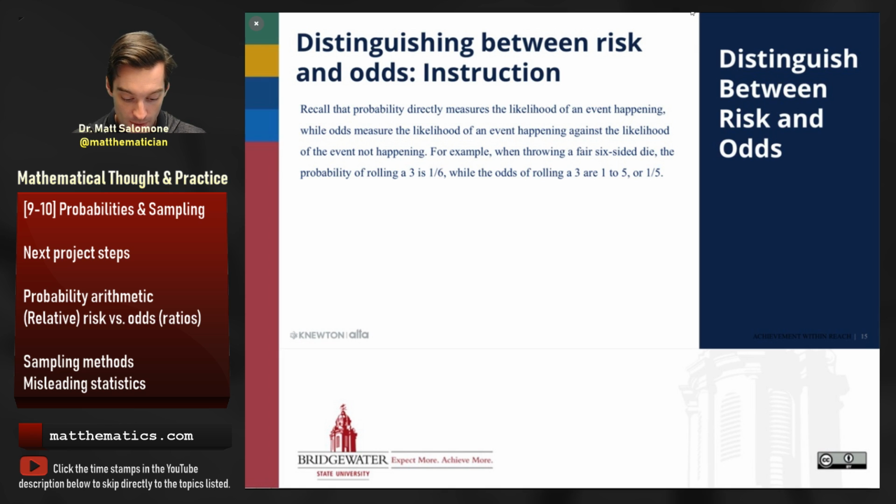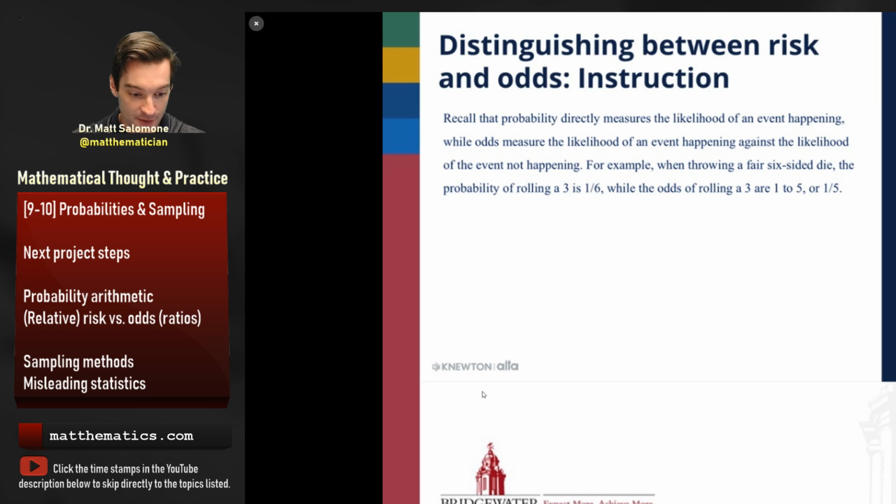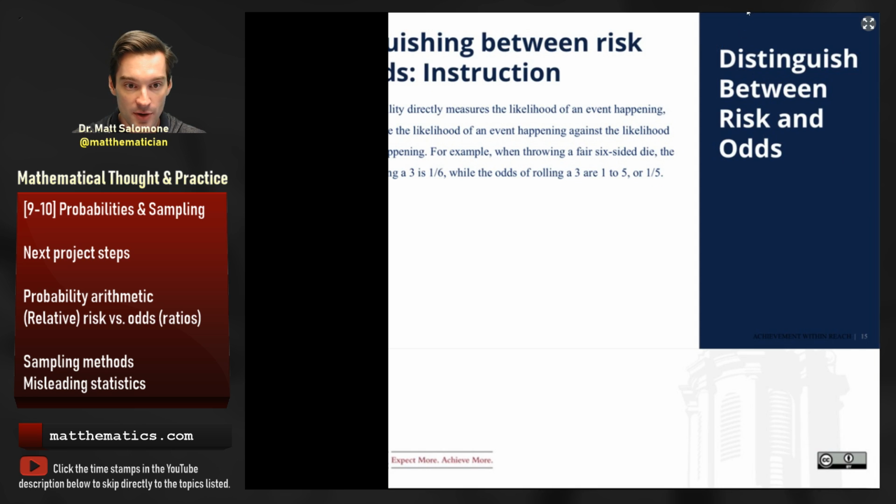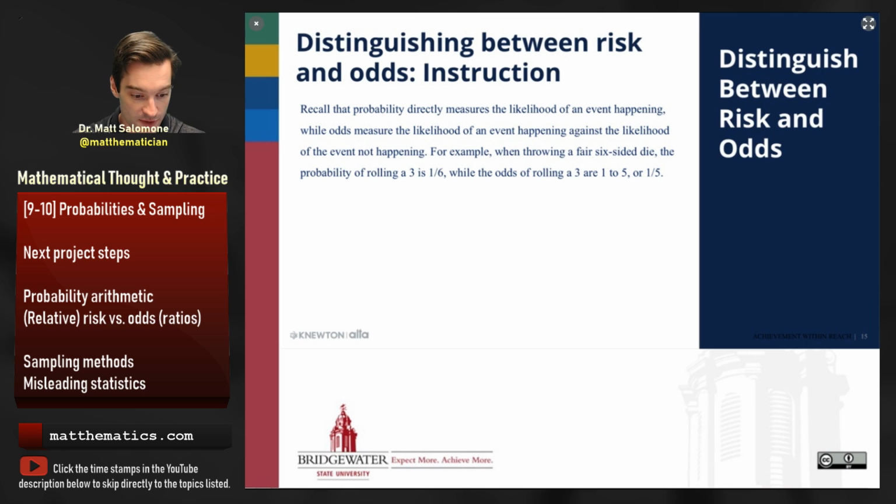So the first bit of terminology that I want to cover together is what is the difference between risk and odds, because these terms are used very specifically in the statistical literature. And so we need to know what exactly is the difference between the two. Well, if you've ever gambled, I certainly have, not very often, but from time to time, you know that the likelihood of winning in a gambling proposition is usually reported in terms of odds rather than in terms of percentages or probabilities.